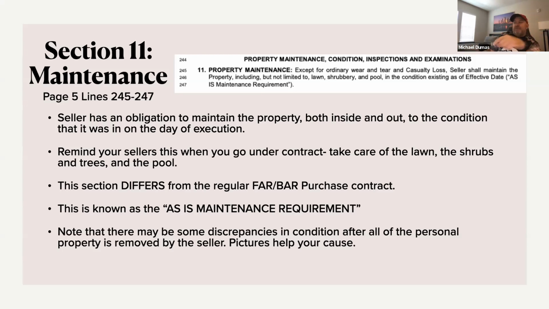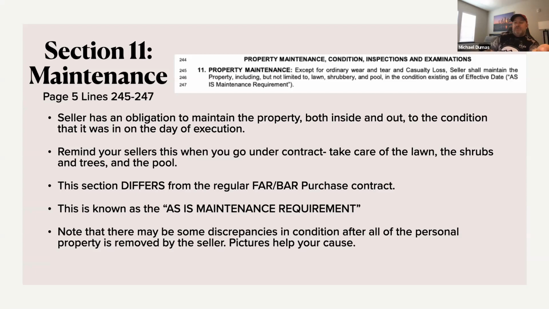Again, this section differs from the FAR bar contract. We'll discuss that at a later date. What this is known as, and this is referenced several times with the contract, is the as-is maintenance requirement, okay? Very important to know. And it's a term that you should know and say when you're explaining it to your customers.